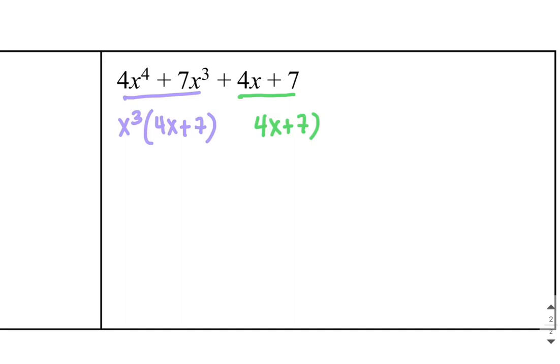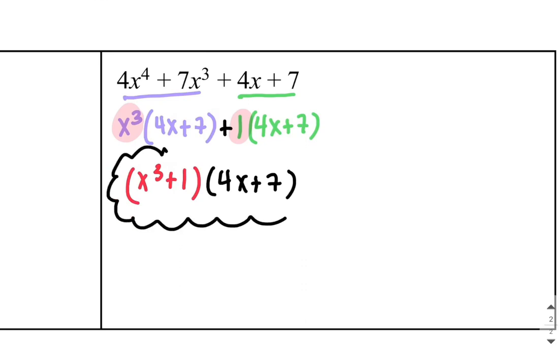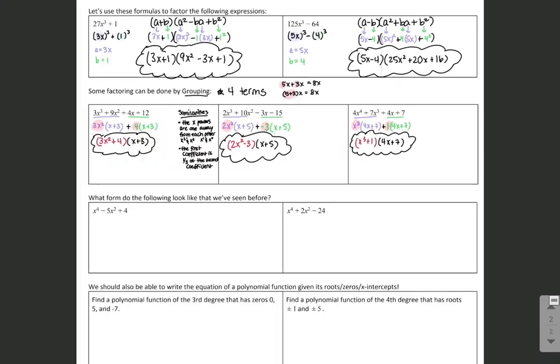But I am going to write it as 1 times 4x plus 7 to put that 4x plus 7 in parentheses and see what I am multiplying it by. Because now I can see that I have 1 of 4x plus 7 plus x cubed of 4x plus 7. So I have a total of x cubed plus 1 4x plus 7s. And so my answer is x cubed plus 1 times 4x plus 7.